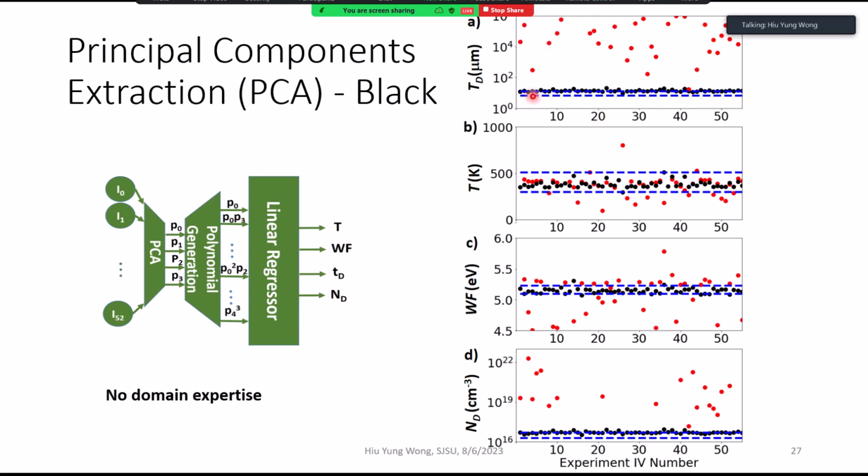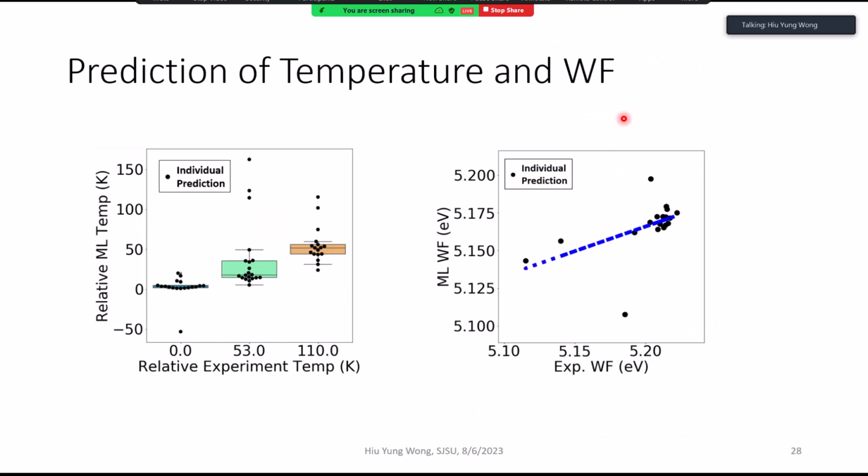Much better, I cannot say very good. The black dots are those predicted by this machine. Remember, we train it with simulation and use it to predict the noisy experiments, and it is able to have all of them confined to the right range. We also use it to predict the temperature and work function. It's not very good yet, but at least now we see the trend.